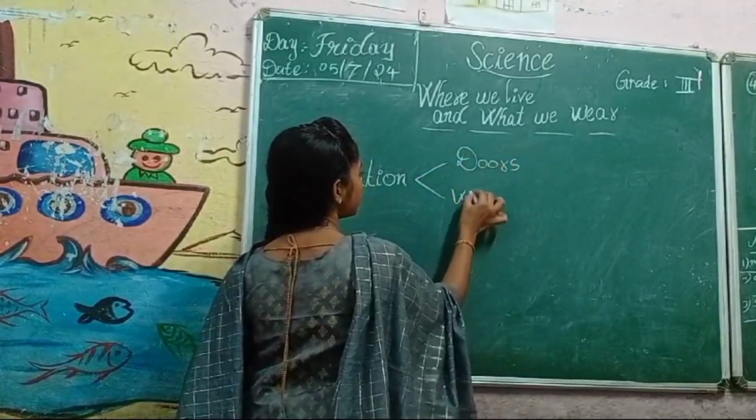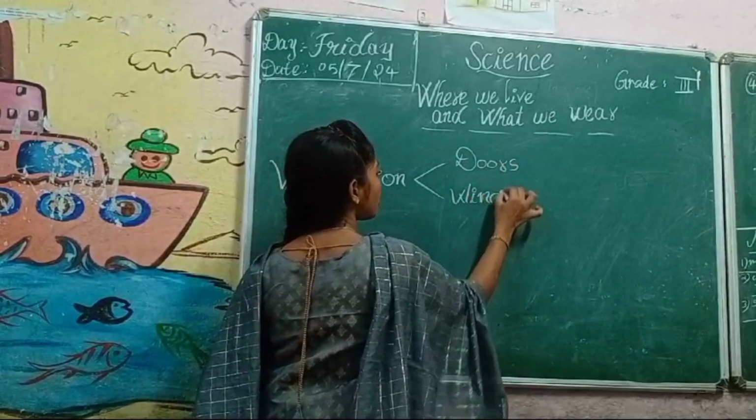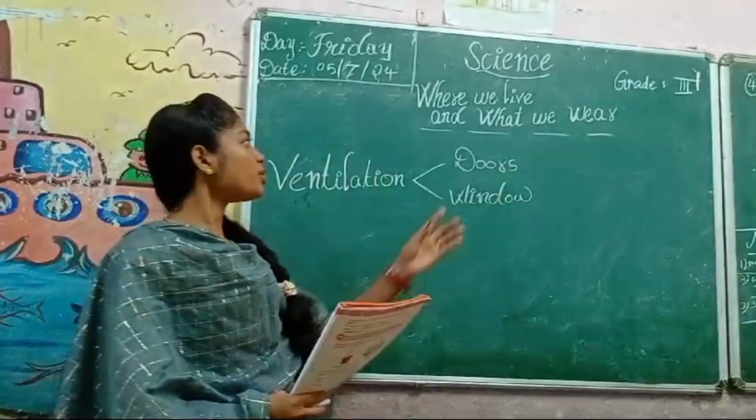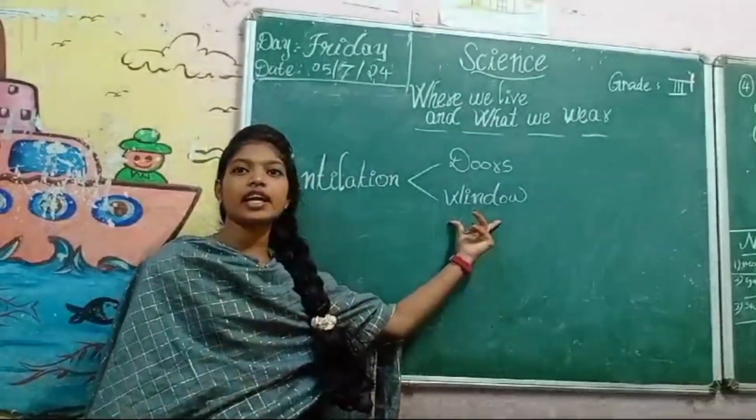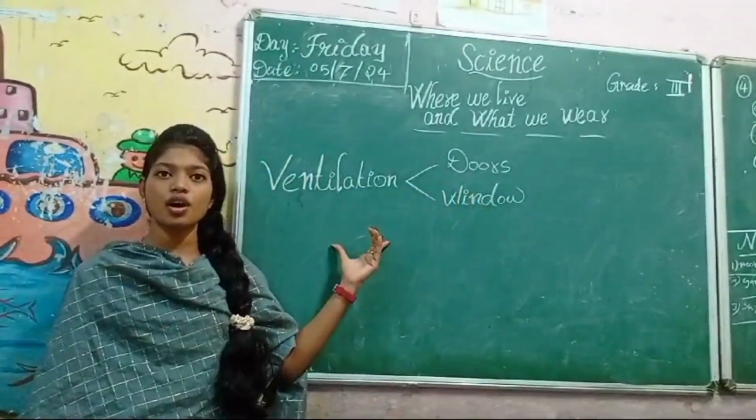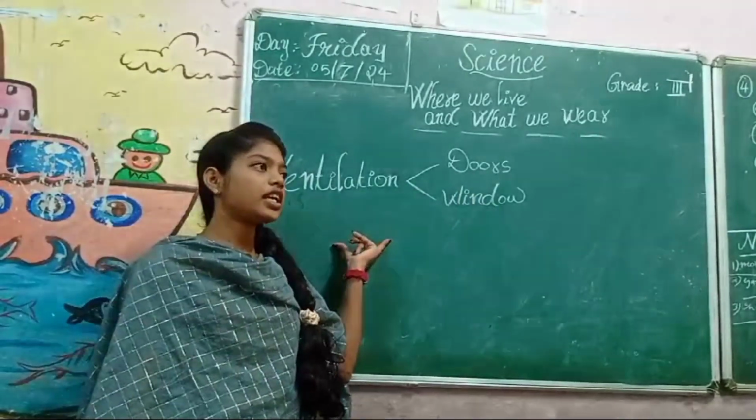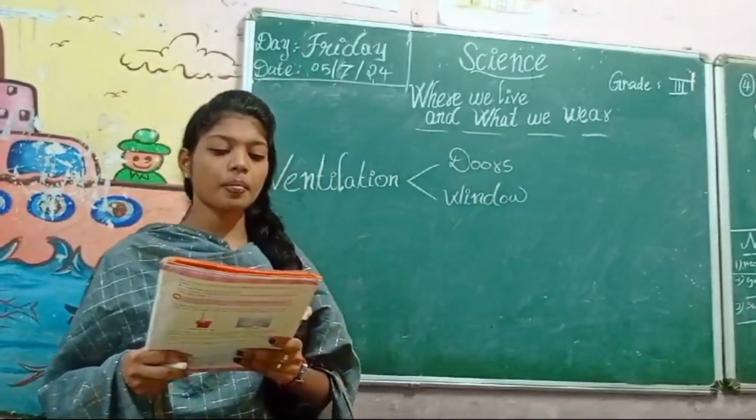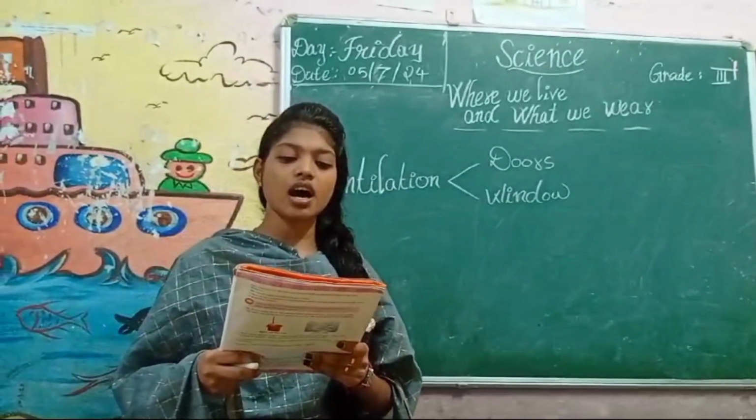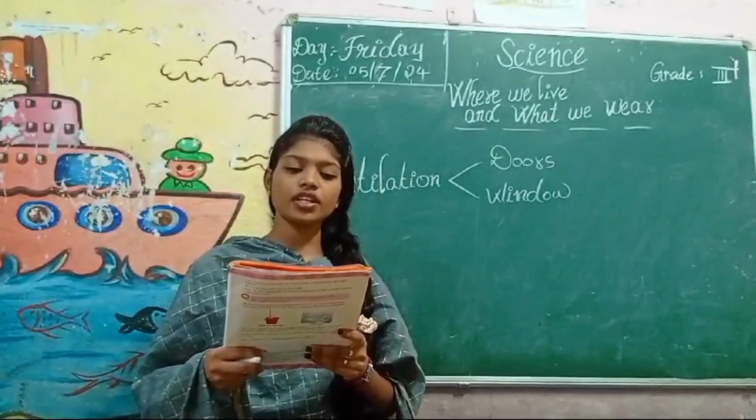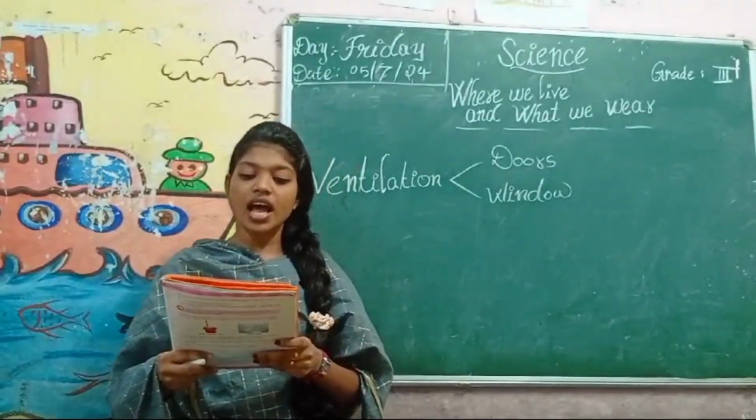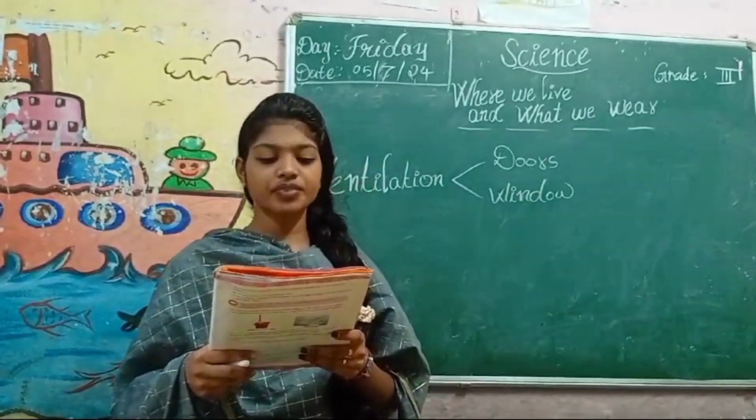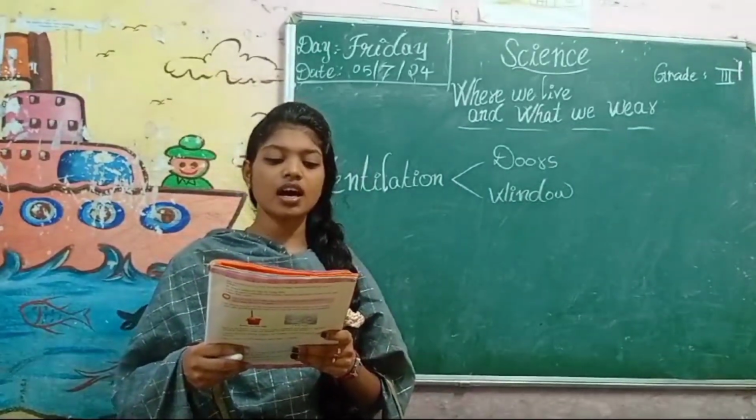Doors and windows. For what? For good ventilation. Through doors and windows only the sunlight and the fresh air will enter into our house. So first we need to check good ventilation. Then fresh air enters the house through the doors and windows, and stale air moves out. In this way, air circulates inside the house.